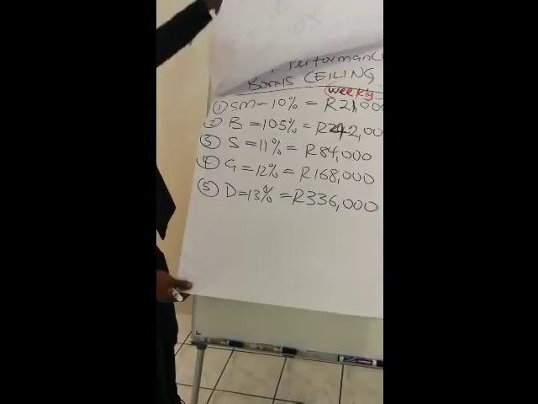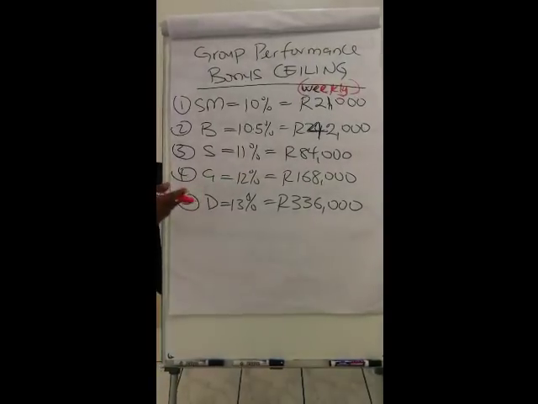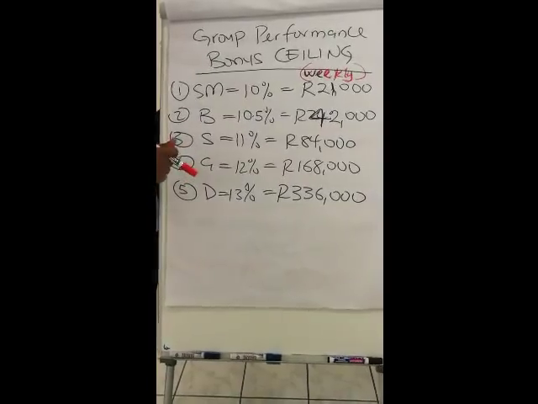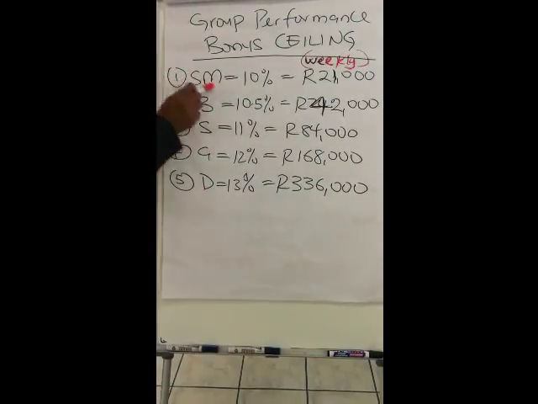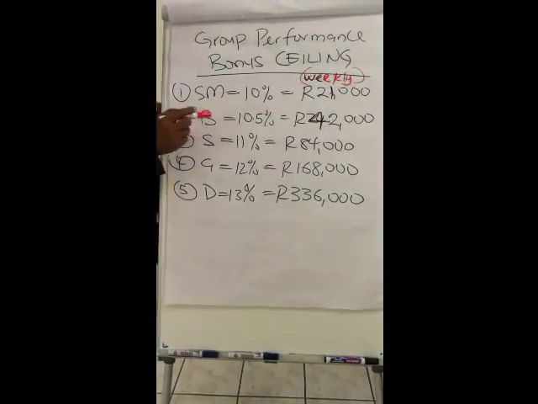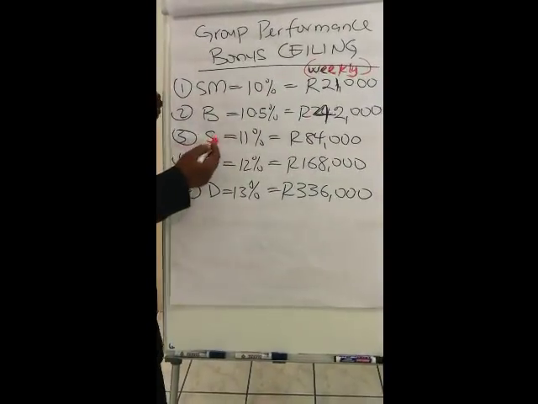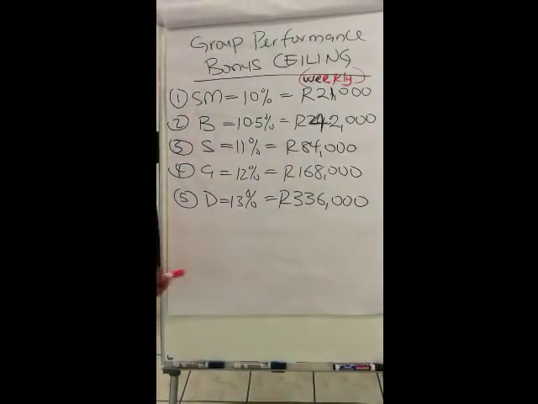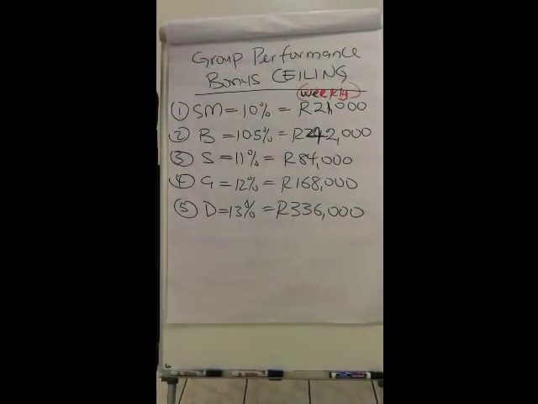And then we go over now. I want to show you what we call the GPB bonus ceiling. You know, there's a ceiling for income, which is the possibility. It means it is possible to earn this way. The group performance bonus ceiling for senior member, which is 10%, you can earn 21,000 rands weekly. And for bronze, at 10.5%, you can earn 42,000 rands on a weekly basis. At silver, 11%, you can earn 48,000 rand weekly. Gold is 168,000 rands weekly. And then for diamond, 13% is 336,000 rands weekly.